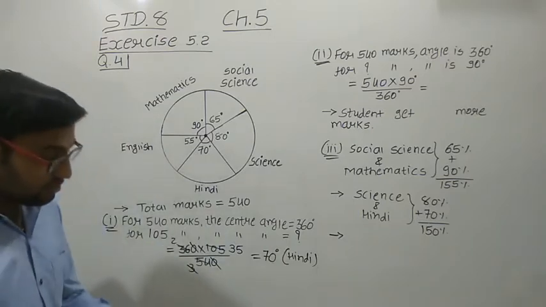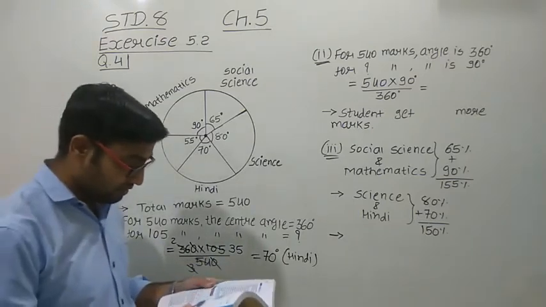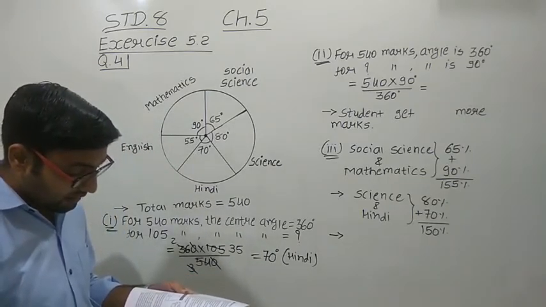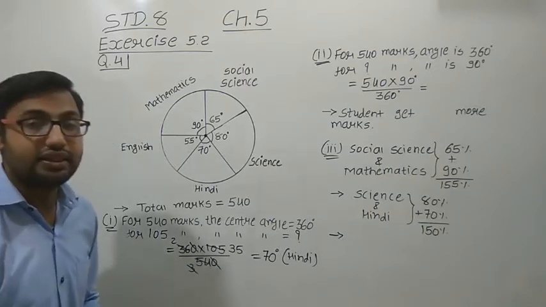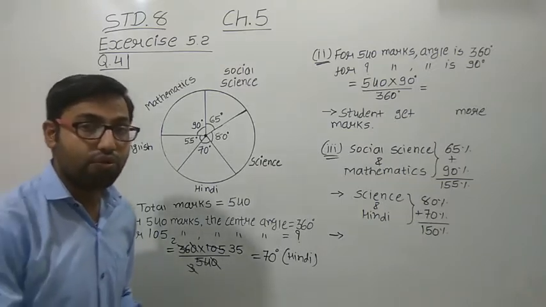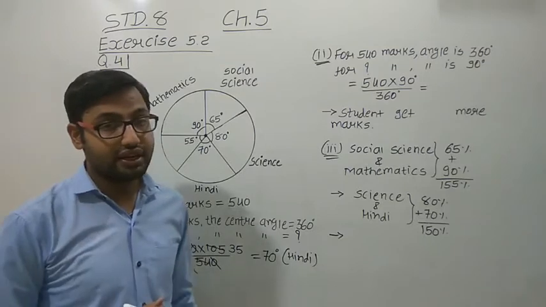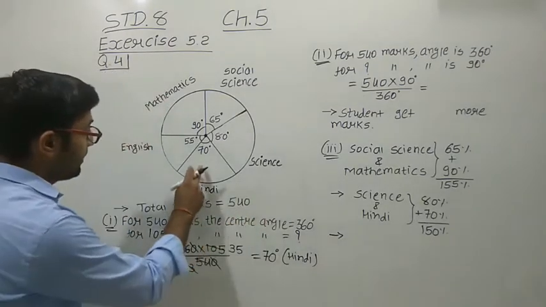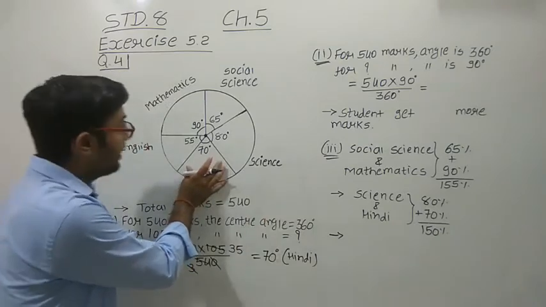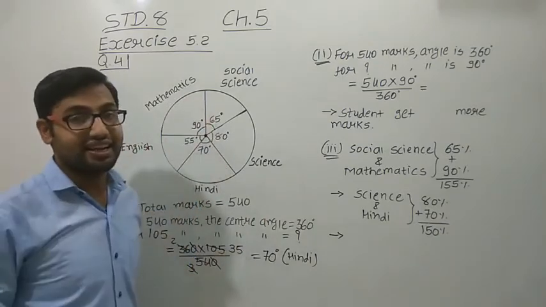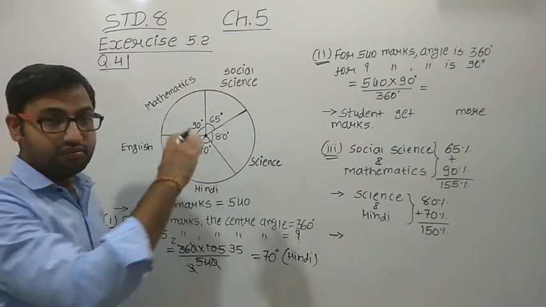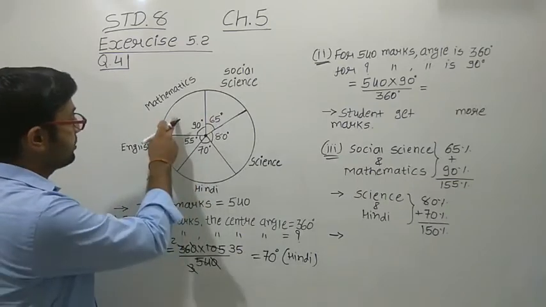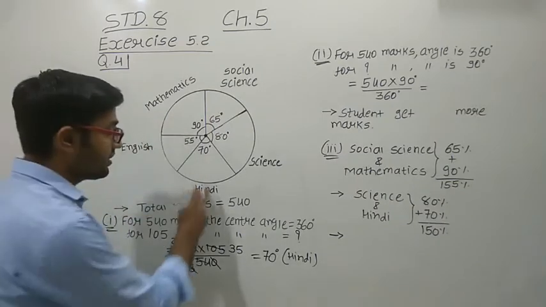Now the second question we have been asked is, how many more marks were obtained by the student in mathematics than in Hindi? How can we decide that the student got more marks in mathematics than Hindi? See, here Hindi has a 70 degree angle and mathematics has a 90 degree angle. That means more angle, more marks. Less angle, less marks. So we can say that the student got more marks in mathematics than in Hindi.